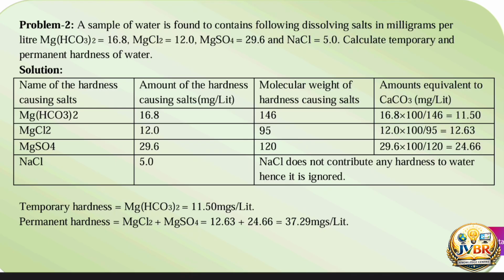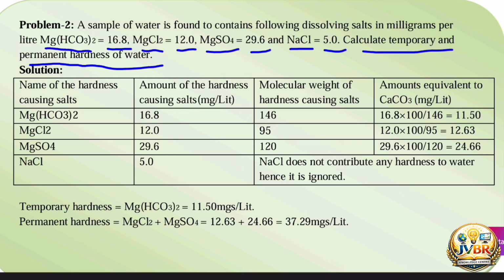Now let us see the second problem. Problem number 2. A sample of water is found to contain the following dissolved salts in milligrams per liter: magnesium bicarbonate 16.8, magnesium chloride 12, magnesium sulfate 29.6, sodium chloride 5 milligrams per liter. Now calculate the temporary and permanent hardness of water.